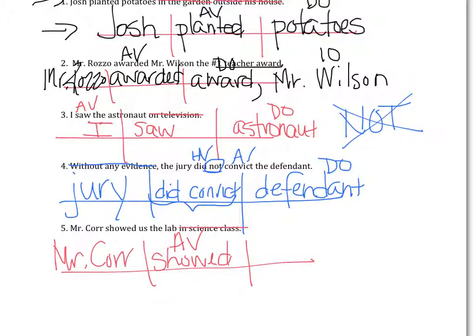All right, let's see if there's a direct object. What did Mr. Core show? He wasn't showing us. He wasn't like, here's my class. He was showing a lab to the class. So what was he showing? He was showing a lab. To whom was he showing it? To the class. Class is the indirect object.